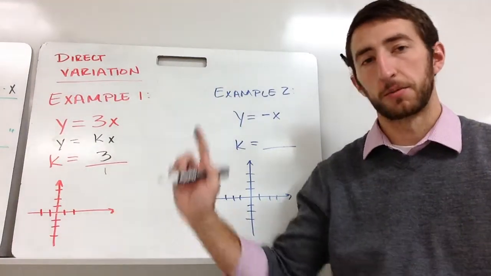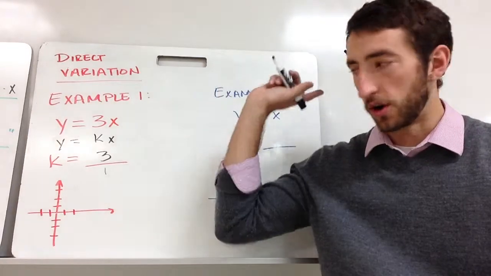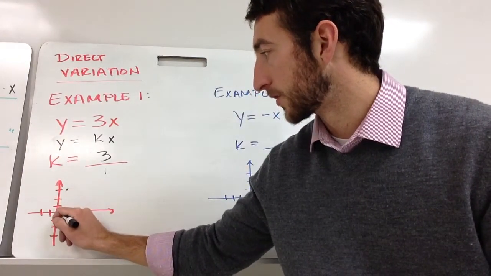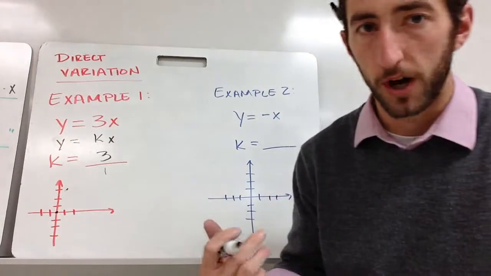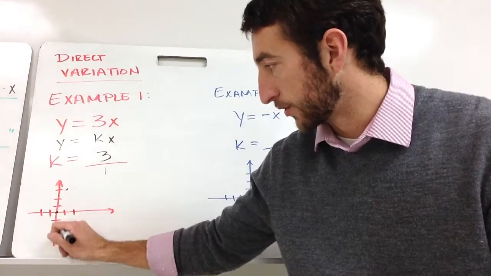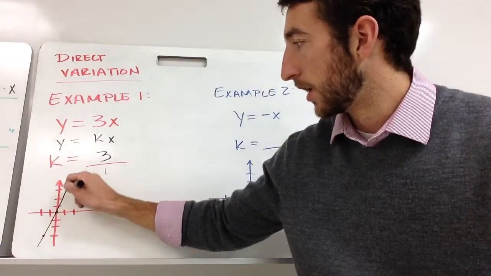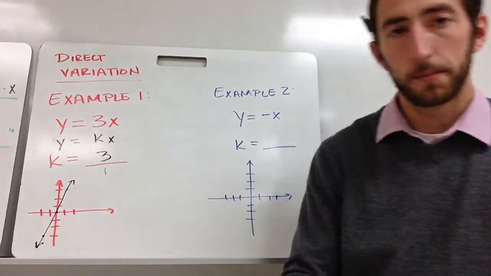These are both positive, so that means I'm going to rise in the positive direction and run in the right direction. So I'm going to rise 3, run 1, starting at my origin because my y-intercept is 0. Then I can also go down 3, left 1. And that's going to give me my line.